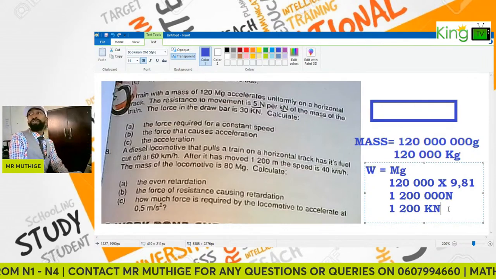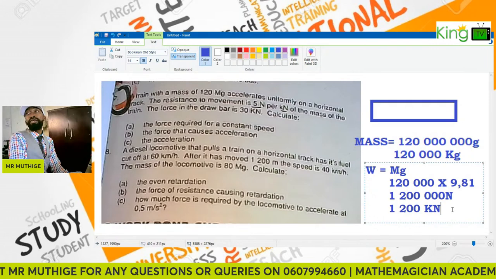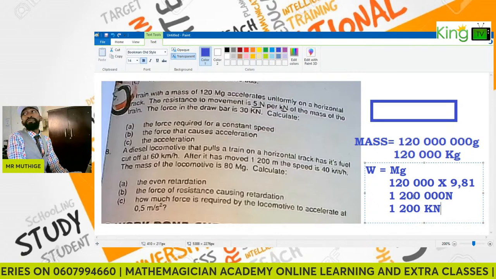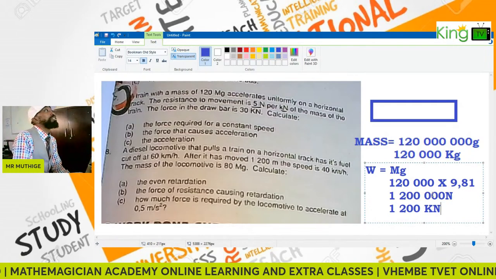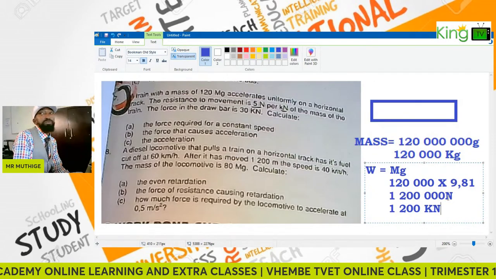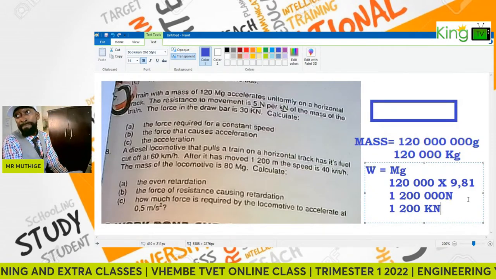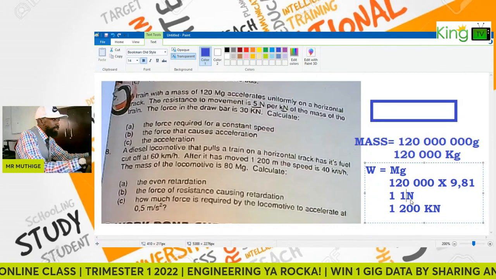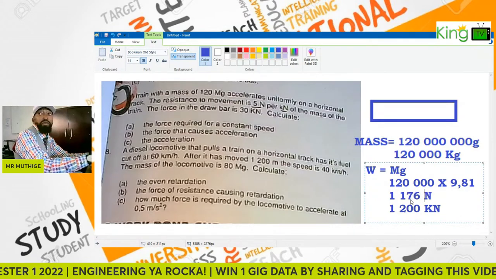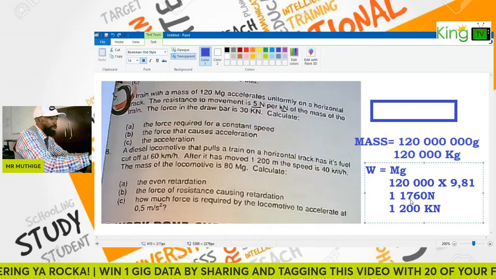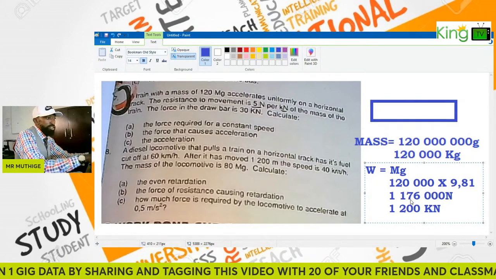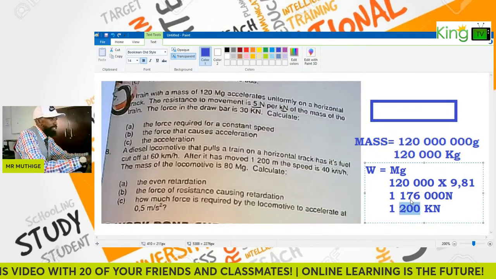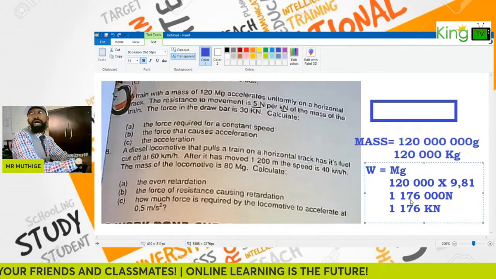Okay, multiply it by 9.81 again. Tell me the actual answer. So this becomes 1,176,000. Dividing by a thousand to get kilonewtons, we remove the zeros, so we get 1,176. Something like that. Are we happy with that?